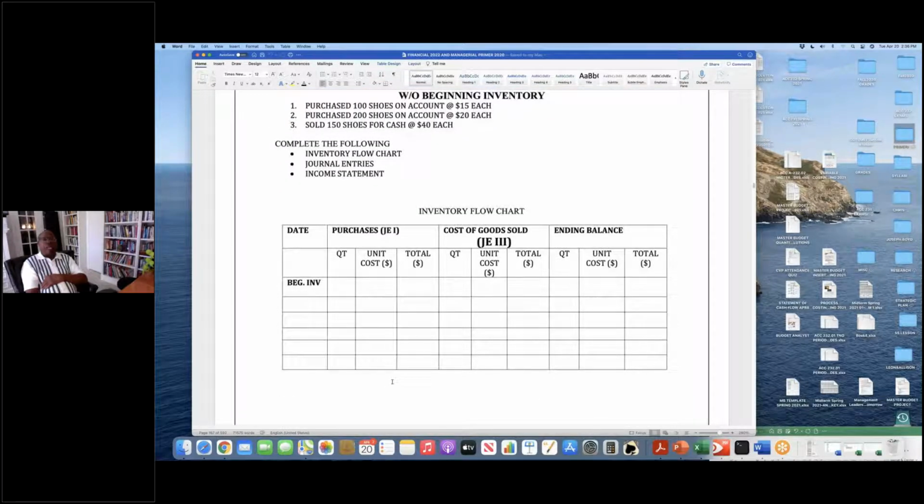So let's talk about an inventory chart. If you've got a whole bunch of shoes, you're going to have different types, different sizes. And so you're going to have a chart like this on each pair of shoes you're selling, each size. You'll have your beginning inventory, which will be here. When you purchase the shoes, you're going to put them here. This is journal entry 1.